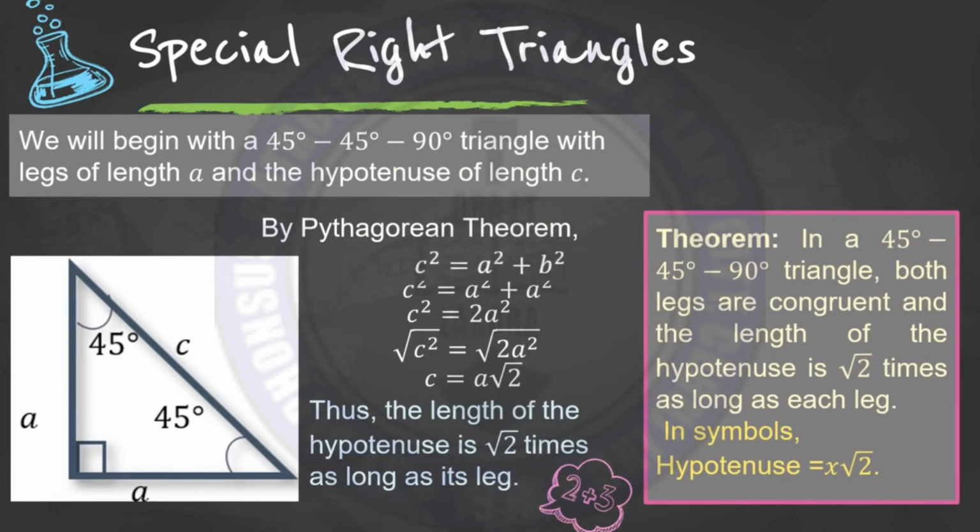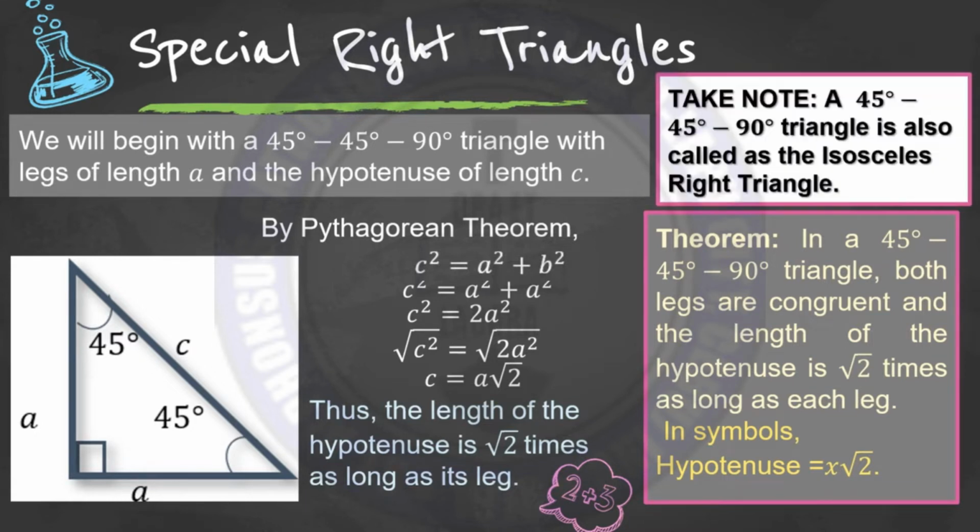In the theorem, in a 45-45-90 degree triangle, both legs are congruent and the length of the hypotenuse is square root of 2 times as long as each leg. In symbols, hypotenuse is equal to x square root of 2, where x is the measure of the leg. Take note, a 45-45-90 degree triangle is also called the isosceles right triangle.